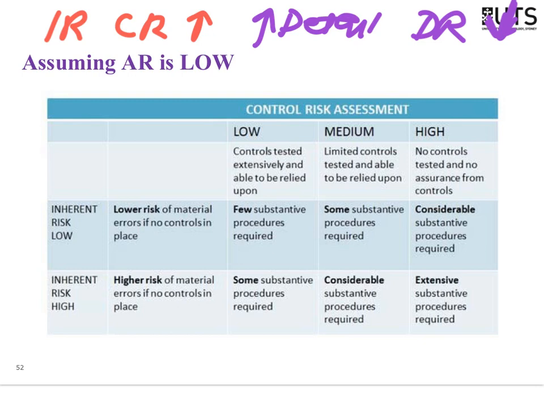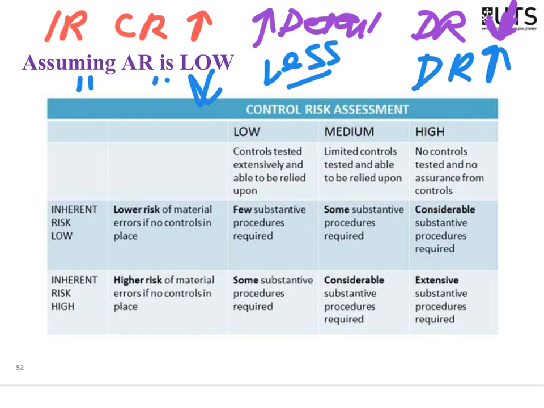Now you might be thinking, well, why would we ever want detection risk to be low or to be high? We would want detection risk to be high if these two were low. If we're dealing with a low risk situation, then we would do less detailed testing, and that would relate to detection risk being high. Now we would be okay with that. Why? Because it's a low risk situation. All right, so that's the best way for you to start thinking about it.